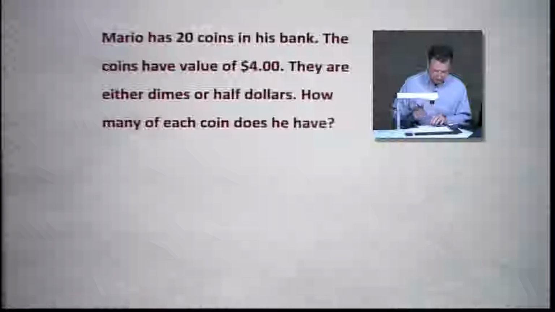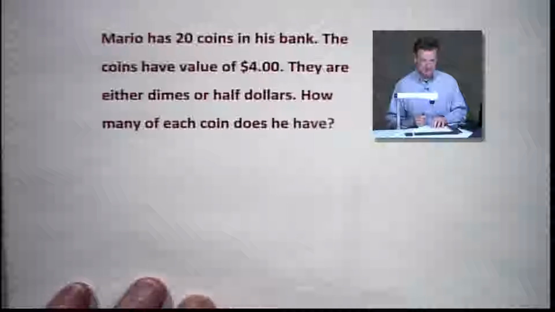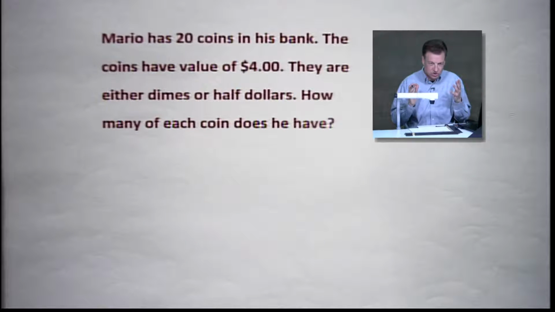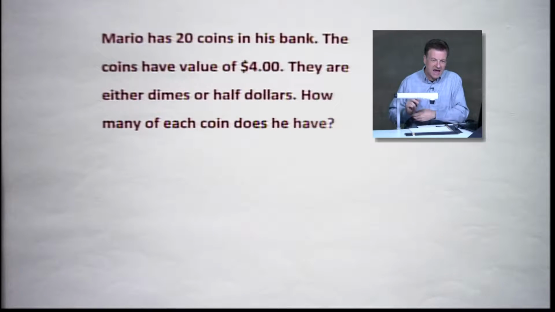It says Mario has coins in his bank, maybe a piggy bank, I don't know. It says the coins have a value of $4. They are either dimes or half dollars. So we're getting great clues on this. With Mario in his bank, we've got 20 coins. Again, they have a value of $4. They're either dimes or half dollars, all right? So we've got two types of coins here. Hey, two variables, all right? So we want to know how many of each type of coin does he have.